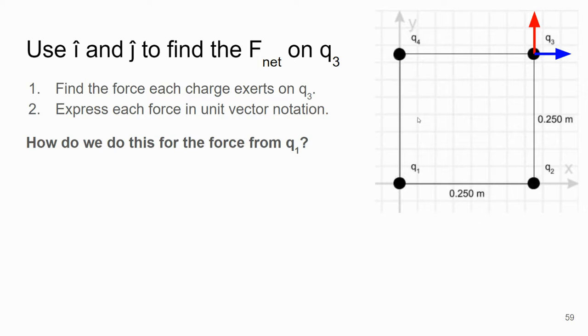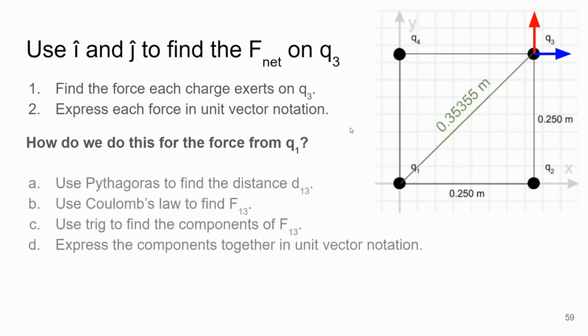And we need to figure out what the force is. So how do we do this? First, use the Pythagorean theorem. Figure out what this distance is. So you've got that. After you know this distance, you can use Coulomb's law to find the magnitude of the force of 1 on 3.